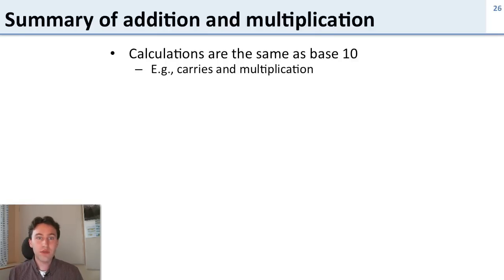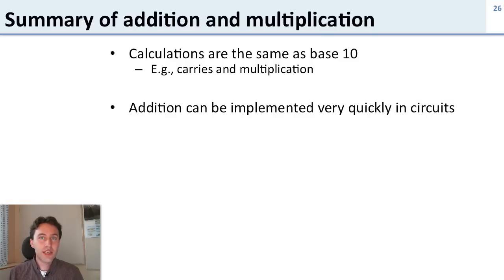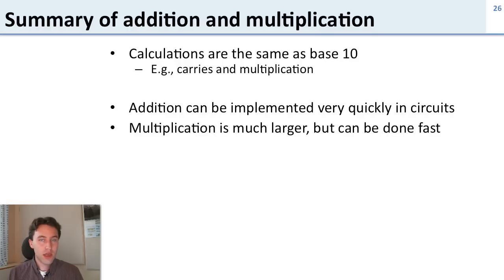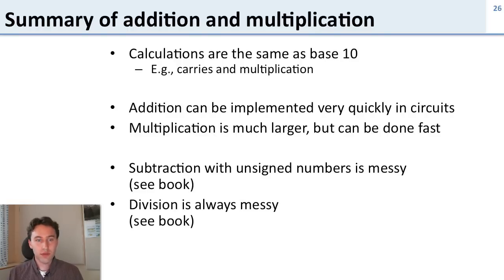Calculations are basically the same as in base 10. We saw the carries and we saw how you do multiplication. Addition can be built very quickly in circuits, and multiplication can be done that way too, but you need a lot more circuits to do it. Subtraction with unsigned numbers is messy. Division is always messy. You can take a look in the book for those details. And the next thing we want to look at are signed numbers. So far we've just been talking about unsigned numbers, and now we'll do that.